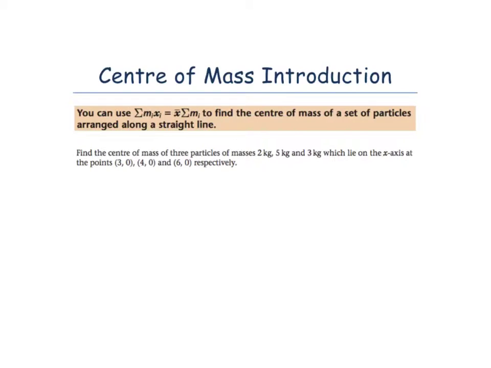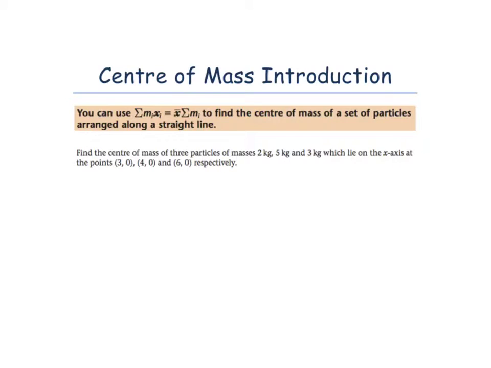Now the equation that we're going to use to find the centre of mass for a set of particles arranged along a straight line is shown here. It is the sum of all the masses times the distance, which is equal to the centre of mass times the sum of all of the masses added together. The new terminology here is this x with a line above it, and that indicates the centre of mass. Now if we look at an example, hopefully you'll see where this equation comes from.